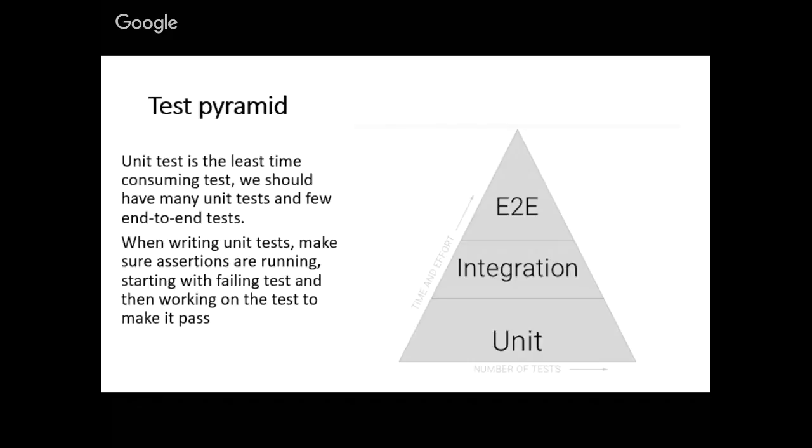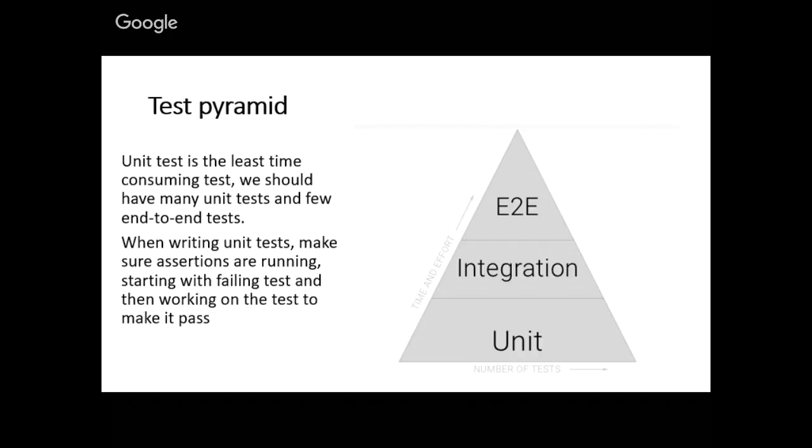So this implies that you should have more unit tests in your system, then fewer integration tests. You should do more unit tests in your system rather than integration tests and end-to-end tests. When writing unit tests, make sure assertions are running. Start with failing tests and then work on the code to make them pass. So that is just a review of how unit tests work.